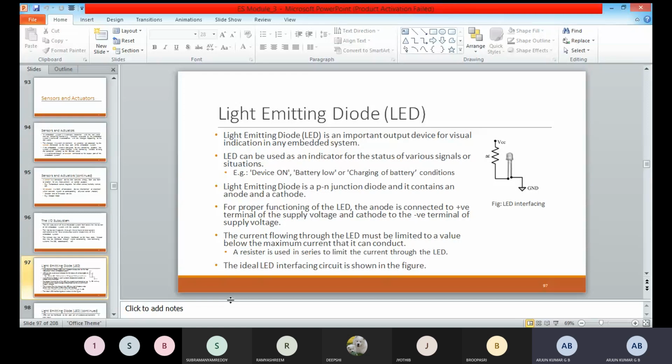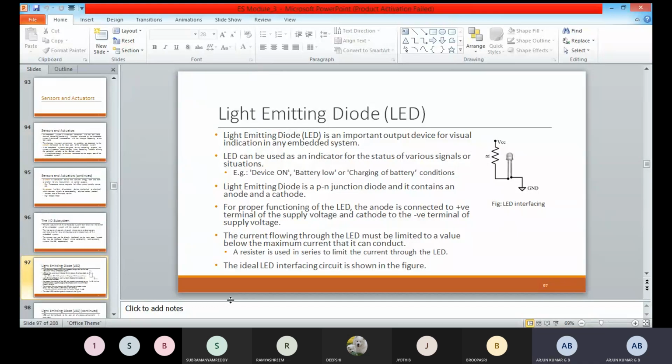That's why generally the LED, light emitting diode, is an important output device for visualizing whether the system is working or not. That is the indication of the embedded system. When you start working, it shows some indication, then you go to the next process.